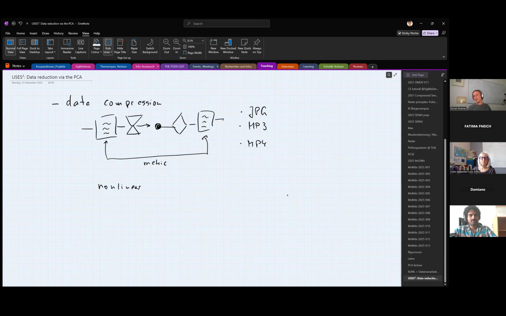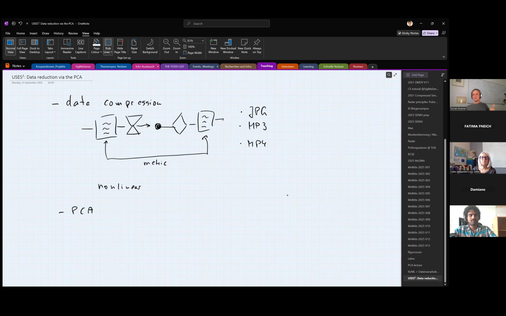So we're not going to do that for the PCA. The PCA itself is limited to linear mappings. And the other difference is that the PCA is typically not done for individual data sets, but for whole classes of data sets.